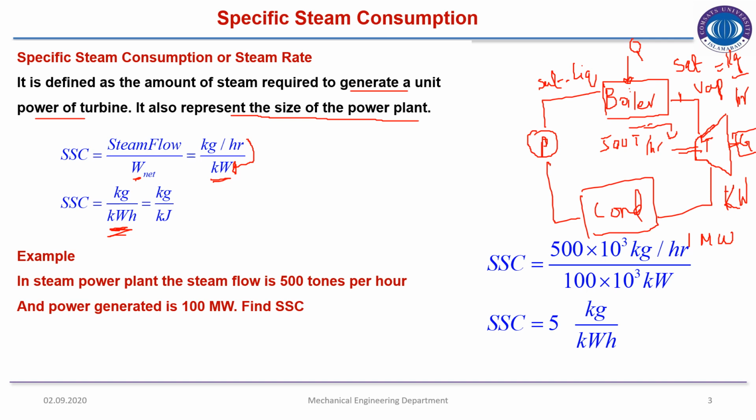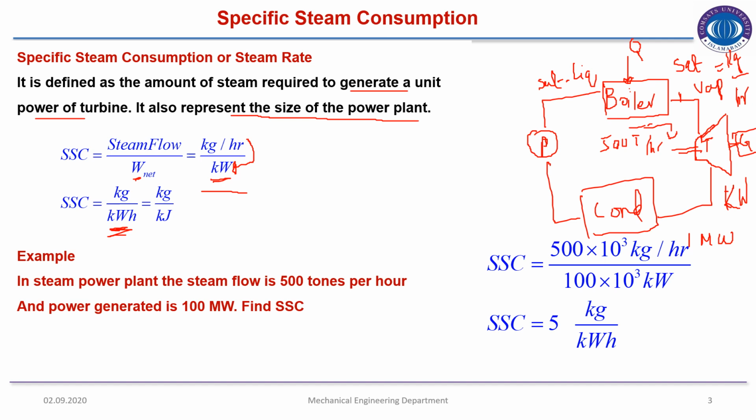So you should be very careful with the units. You should know that in 1 ton there are 1000 kilograms, so the 500 tons are converted into kg per hour. In the statement, the mass of the steam is given in tons per hour, but in the formula the unit of mass or steam flow is kg per hour. So you should convert the given units into the standard units that are used in the formula.